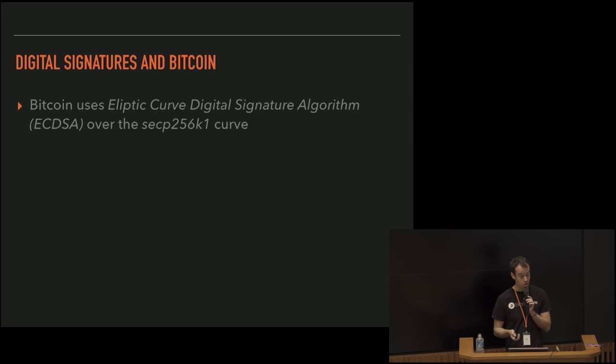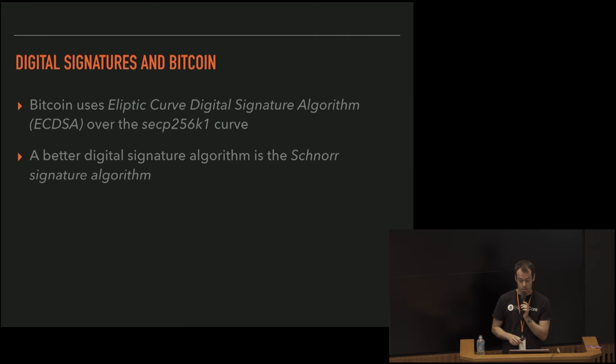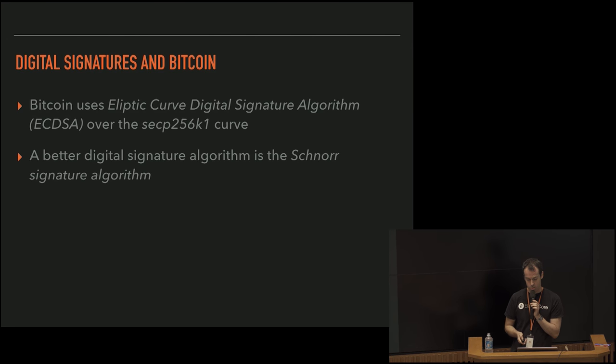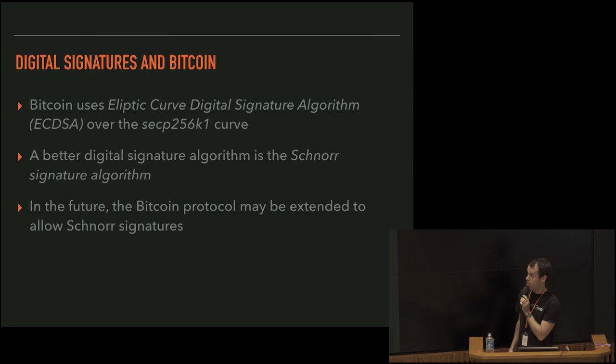How do we use that in Bitcoin? Well, Bitcoin uses a digital signature scheme called ECDSA, and that goes over an elliptic curve called SECP256K1. ECDSA is a little bit of a hack. It's to get around a patent that was granted to the inventor of the Schnorr signature algorithm. Schnorr is better in almost every way. And in the future, we may extend the Bitcoin protocol to also allow Schnorr signatures.